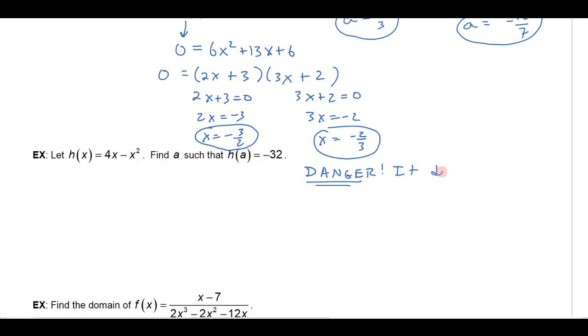It does not ask for h of negative 32, right? H of negative 32 would say, what's the output when I plug negative 32 in? But that's not what it's saying. It's saying find the input, find the a value that you would plug into this function so that the output's negative 32. All right? So h of a, if I plug a into this, I'm going to get 4a minus a squared, and I want that to equal negative 32.